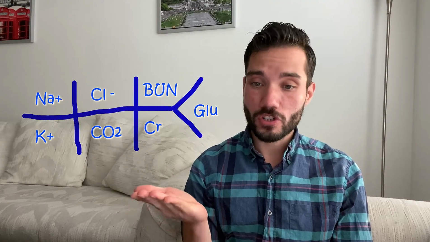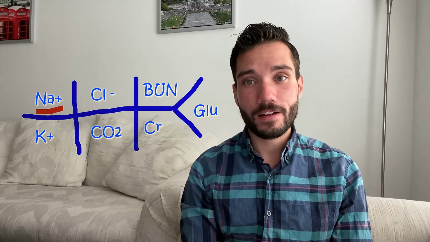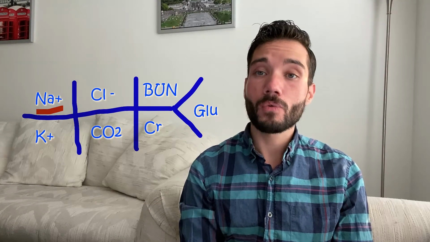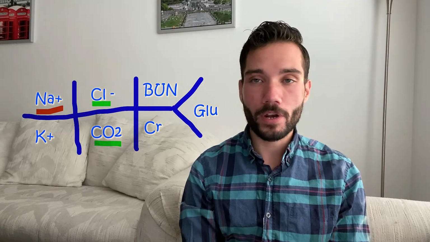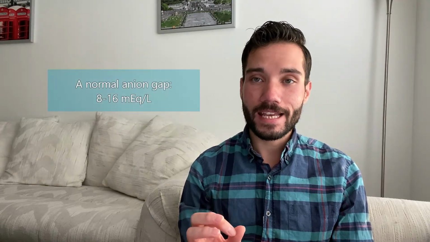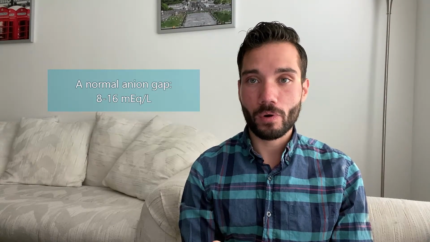So how do we measure an anion gap? We take the cation concentration, which is just sodium, and subtract it from the anion concentration, which is chloride and bicarbonate. Note, potassium is also a cation, but we don't use it for this calculation. The normal anion gap is between 8 and 16 milliequivalents per liter.